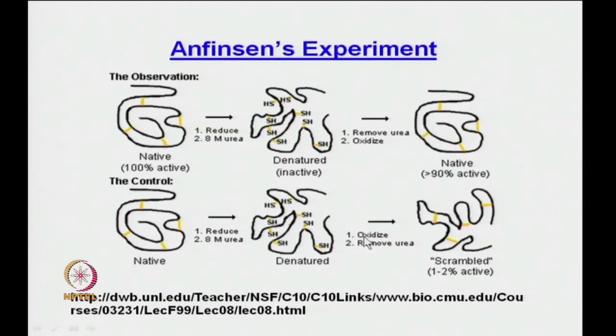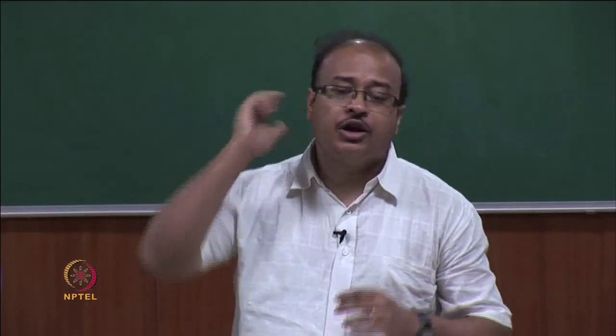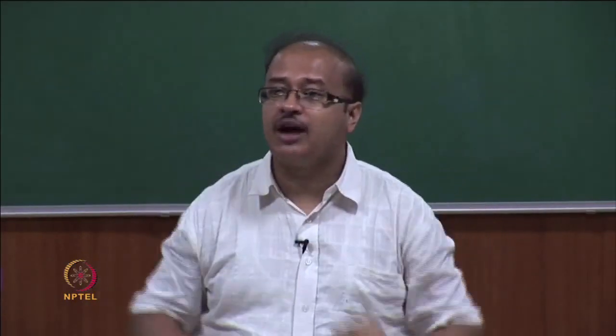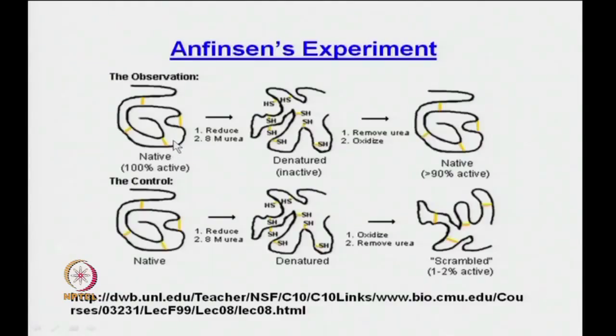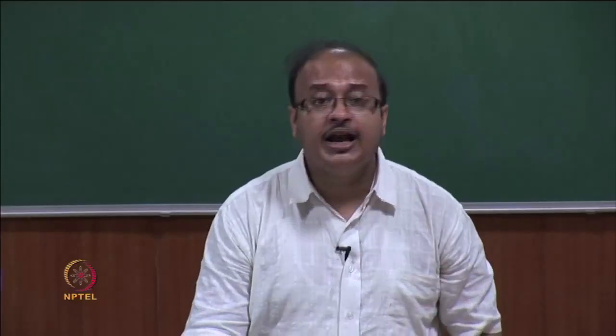He first oxidizes and then he removes. Now, because he oxidizes before removing urea, the protein is in a denatured state. So now it is actually a double bond, scrambled. It cannot form all these native bonds all the time. Maybe a small percentage would form, but mostly it would be scrambled.